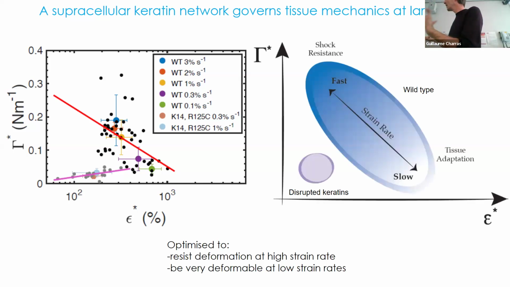So overall, our experiments seem to show that living tissues are optimized to resist deformation at high strain rate, like if you have a shock, but to be very deformable at low strain rates to allow, for example, for tissue adaptation, tissue growth, etc. So this was all very nice, but all of that work so far is just done in vitro on a cancer cell line. And so we wanted to ask if keratins play a role in vivo as well.